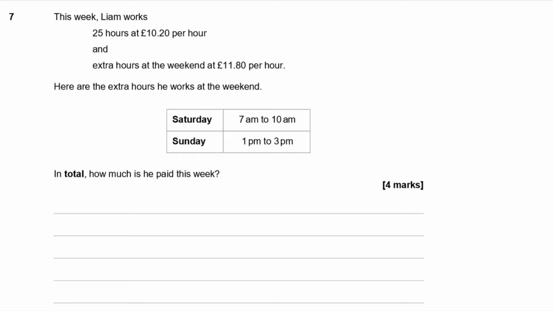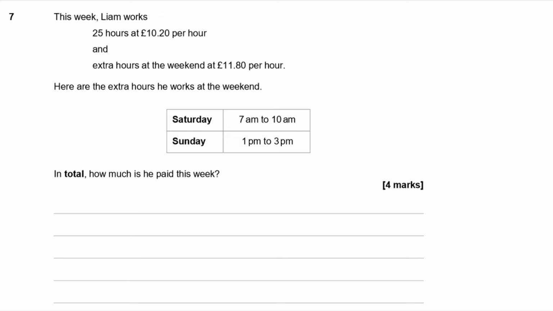Question 7. This week, Liam works 25 hours at £10.20 an hour and extra hours at the weekend at £11.80 per hour. Here are the extra hours he works at the weekend. So he worked from 7 till 10 on Saturday and he worked from 1 till 3 on Sunday. In total, how much is he paid for the week?